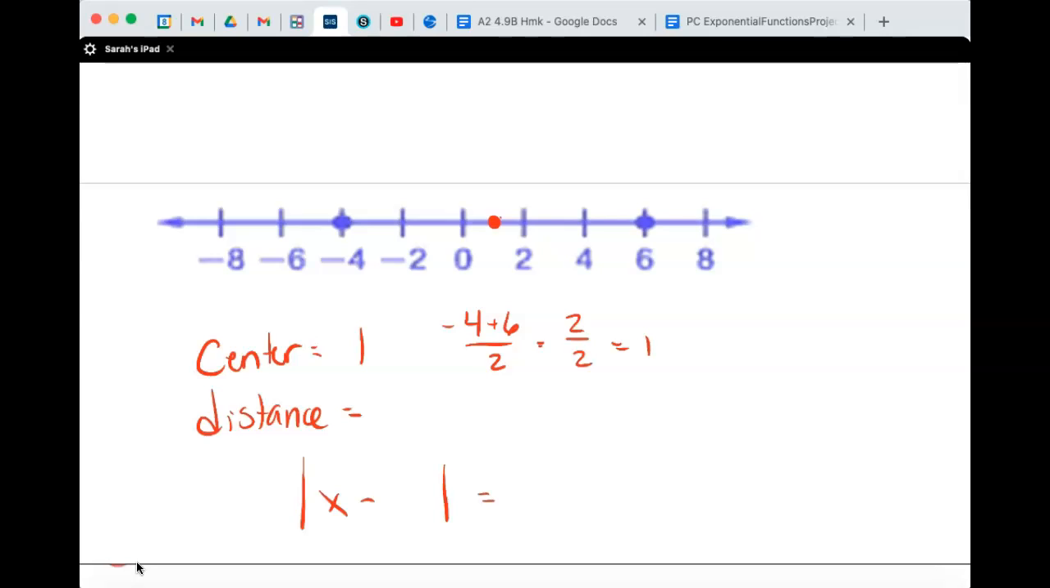Or what do we find for the distance anyways? 5. Anybody know how to algebraically find 5 instead of like just counting the number of units between the center and the distance? Okay, so I can do 6 minus 1. Or I could have done like negative 4 minus 1. But then you just have to know if we're talking in a distance, it's always a positive number. So even though negative 4 minus 1 is negative 5, our distance is still positive 5. So center is in the absolute value. 5 is the distance.